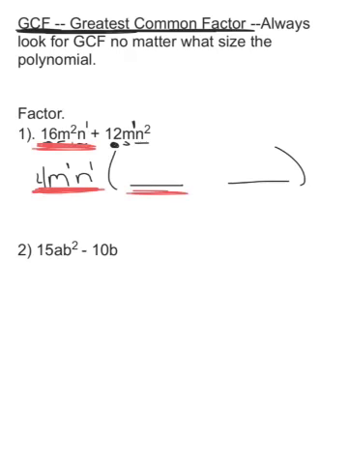So 16 divided by 4 is 4. Then we're going to subtract our exponents of our variables. So our m, we have 2m minus 1m, which would be m to the first.